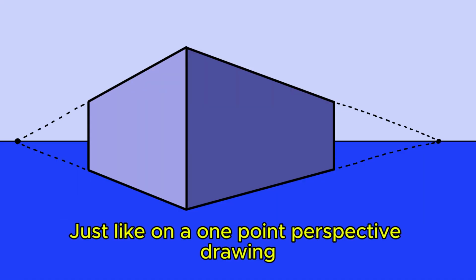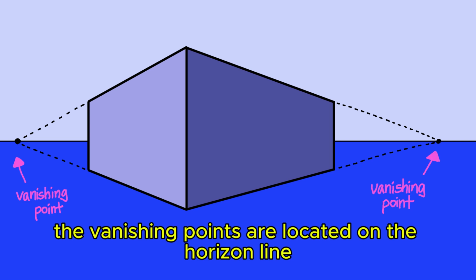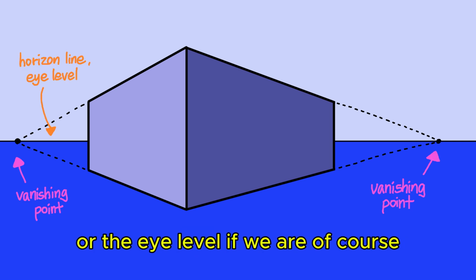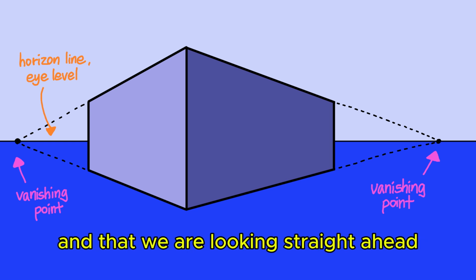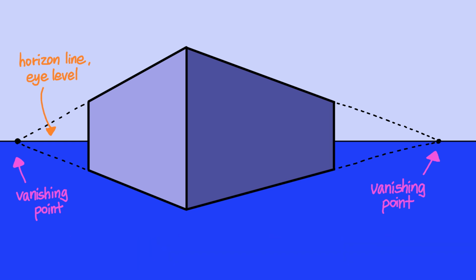Just like on a 1-point perspective drawing, the vanishing points are located on the horizon line or the eye level, if we are, of course, assuming that the land is completely flat and that we are looking straight ahead.